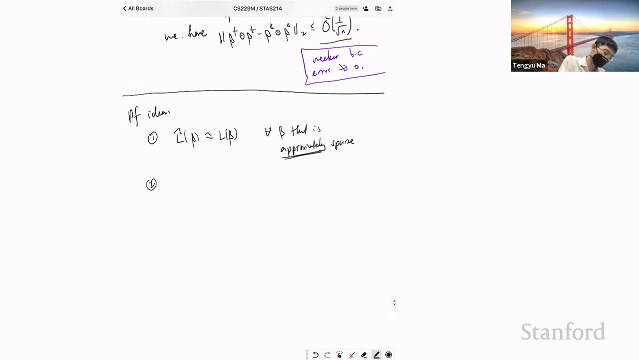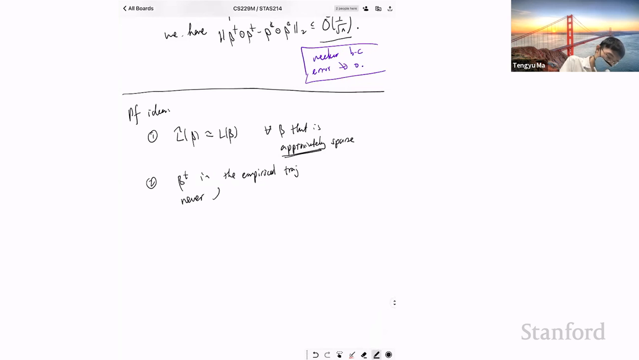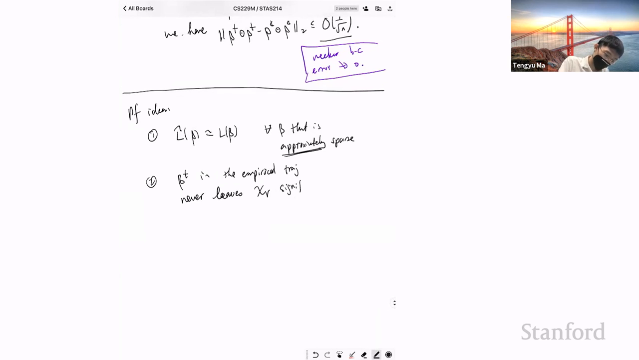And the second thing is that you want to say that the beta t for the empirical case, in the empirical trajectory, never leaves this XR very far, right? But never leaves it significantly. So how do we show 2? Basically, you are trying to say that you are staying close, so you basically want the error to not blow up.